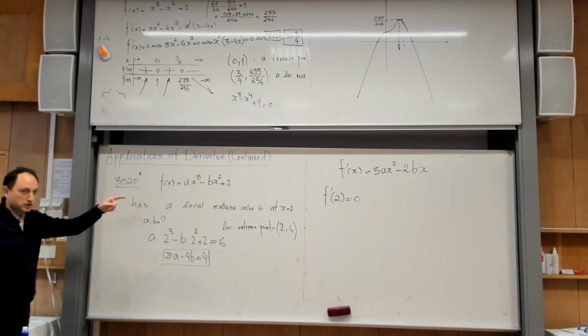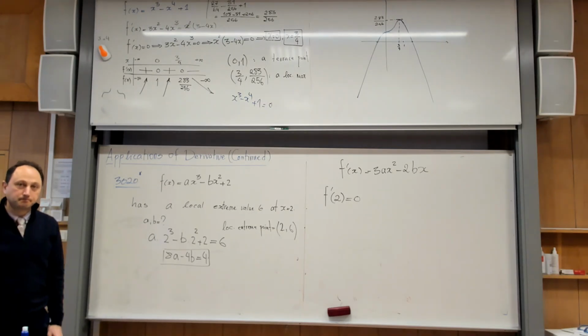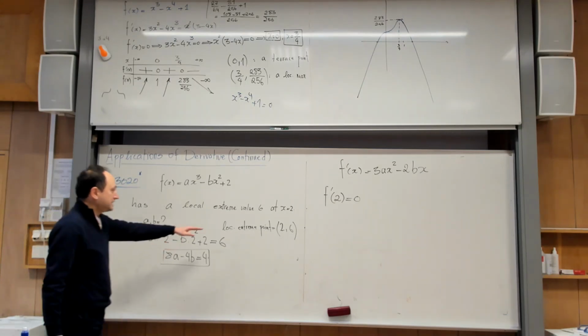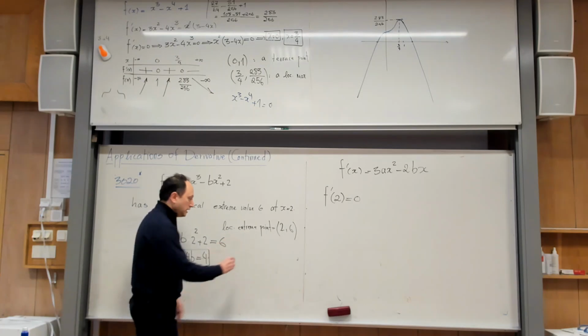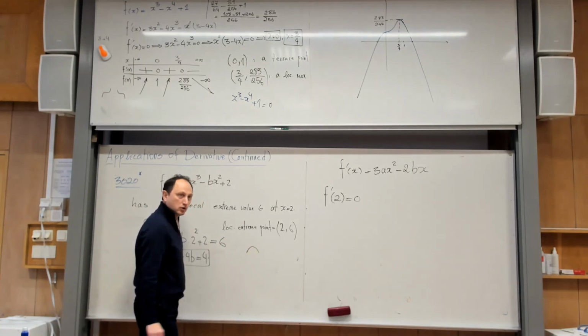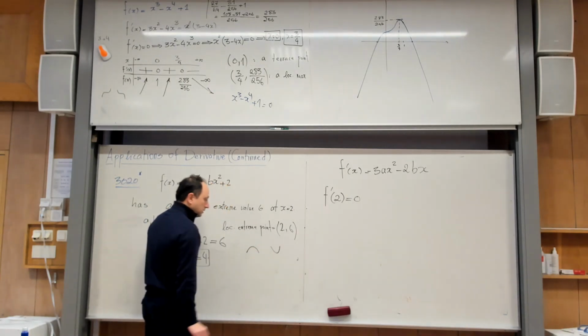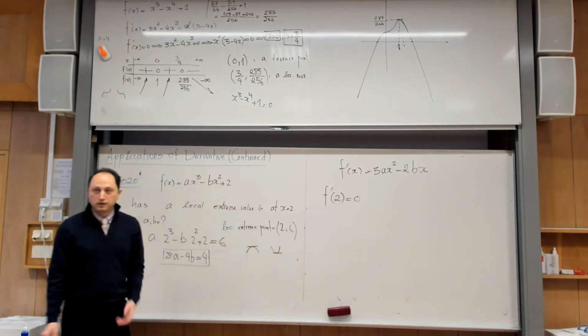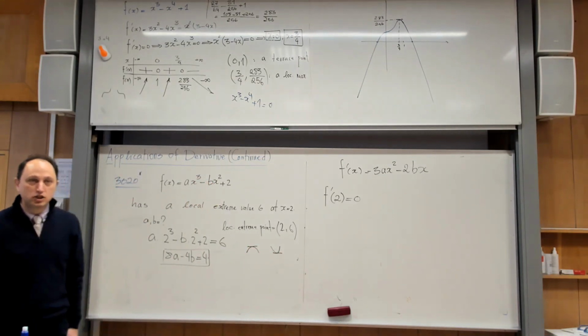This is the case, yes. Why? The key value of the point is 0. Yes, because when you say it's a local extreme point, it might be a max or it might be a min, but in any case, the tangent is horizontal. When the tangent is horizontal, it means the slope is 0.